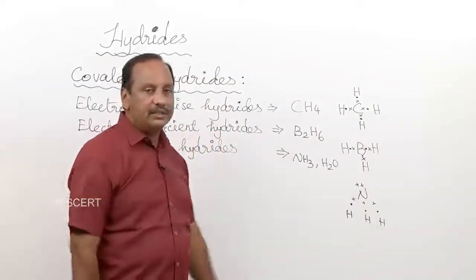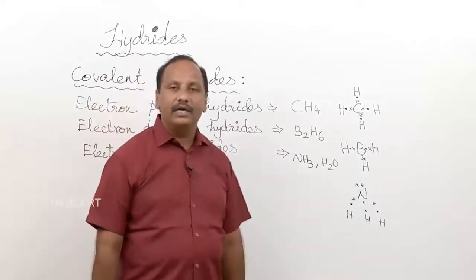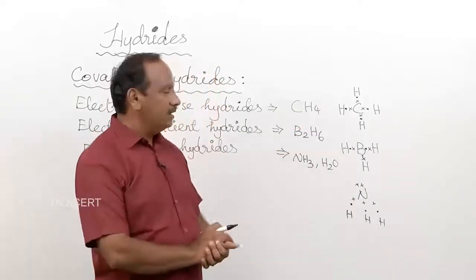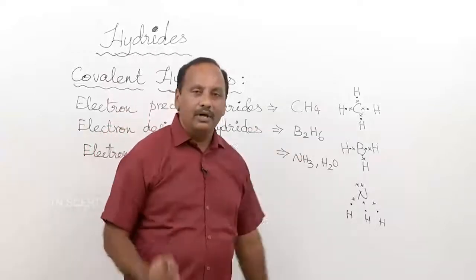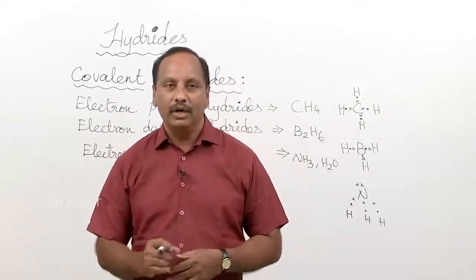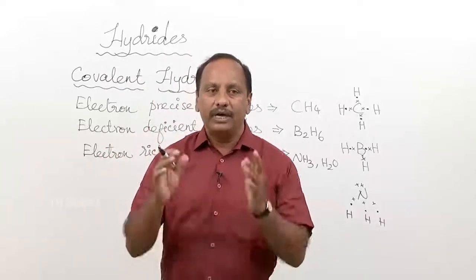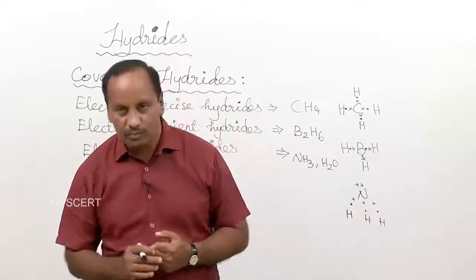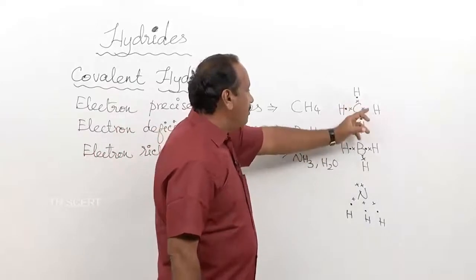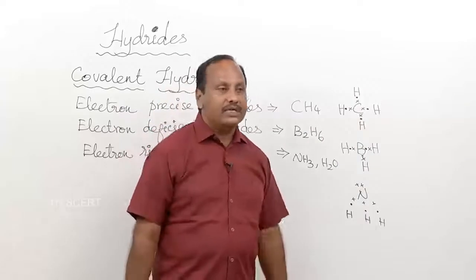Electron precise hydrides. What is the example for it? Methane, ethane, etc. Look at the electron dot formula for methane. Before going to discuss the dot formula, we must know the octet rule. What is meant by octet rule? An atom tends to lose or gain or share electrons to attain the 8 electron structure in its outermost shell. See the dot formula for methane. Around the carbon atom there are 8 electrons. Therefore, it is an example for an electron precise hydride.